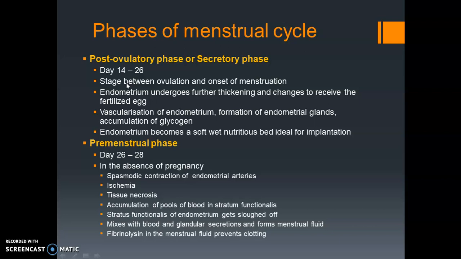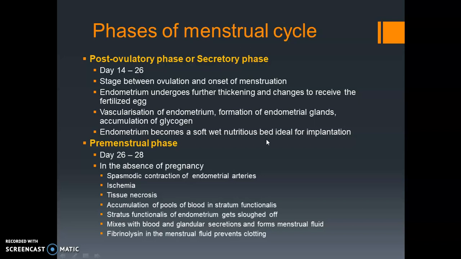So the endometrium becomes further thickened to receive the fertilized egg, and vascularization of the endometrium occurs. That is, the endometrium becomes richly supplied with blood capillaries, and endometrial glands also develop, and it also accumulates glycogen. Now the endometrium becomes a soft, wet, nutritious bed which is ideal for the implantation of the embryo.